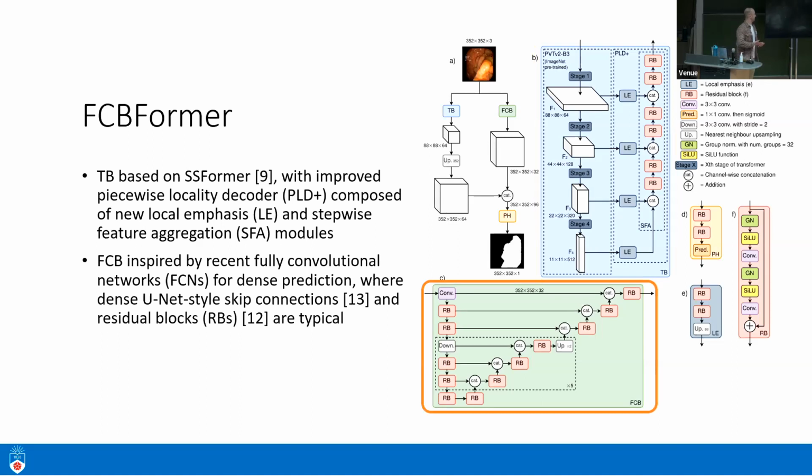We then have the fully convolutional branch, which is really inspired by recent fully convolutional networks for dense prediction. This uses very dense UNet style skip connections, as well as residual blocks. This was largely inspired by, for those who are familiar with them, denoising diffusion probabilistic models. This really uses a lot of similar principles as what's being used there, and those methods are being used to generate images with very high quality, high fidelity, and high frequency features. So that was the reasoning behind the design of the fully convolutional branch.